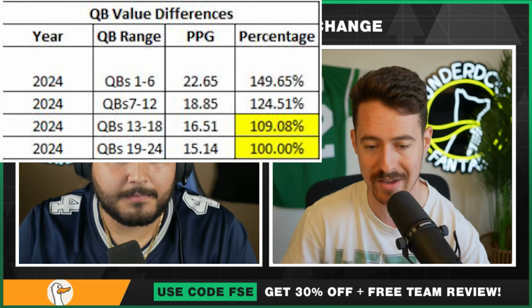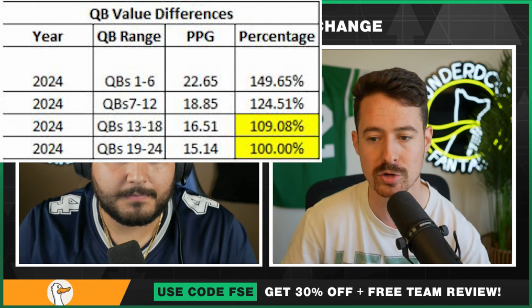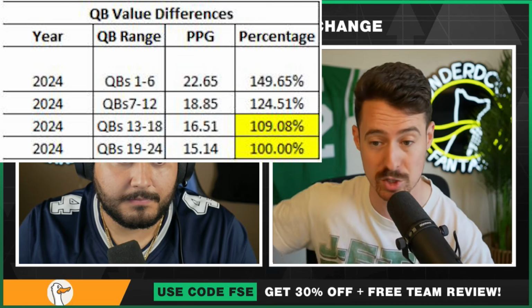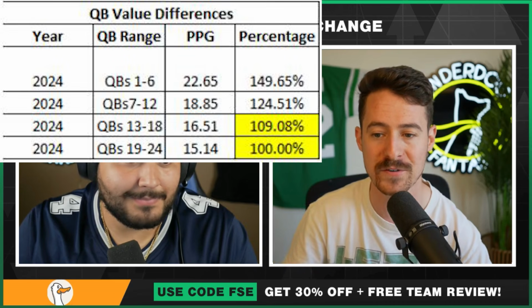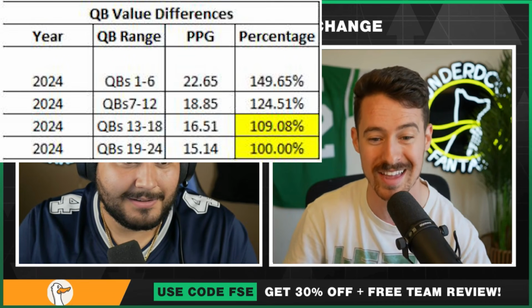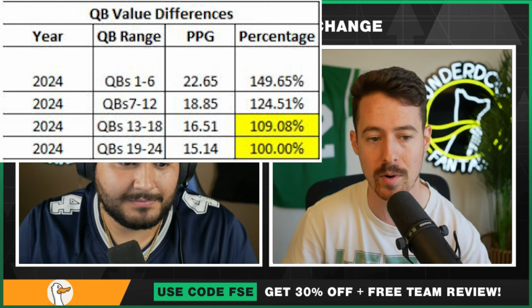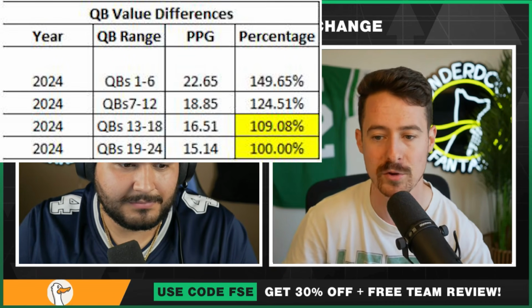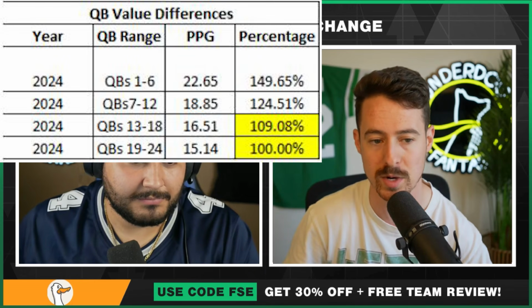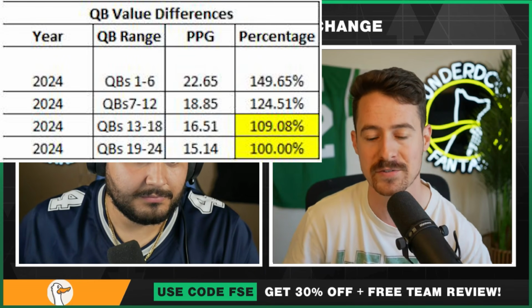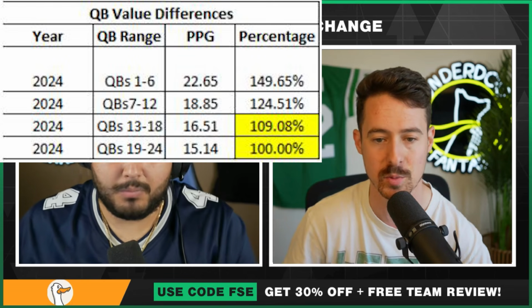Like I said, in 2024, high-end QB1s were definitely the way to go. Low-end QB1s were down from the averages. Low-end QB1s to QB 13 to 24, actually, there was not that much of a difference. Like you can see in 2024, 15.14 points per game from QBs 19 to 24 versus 18.85 from QBs 7 to 12. And if you compare that to the averages, it was a much wider gap, 19.45 from 2020 to 2024, and then 15.04 for the QBs 19 to 24 during that time.